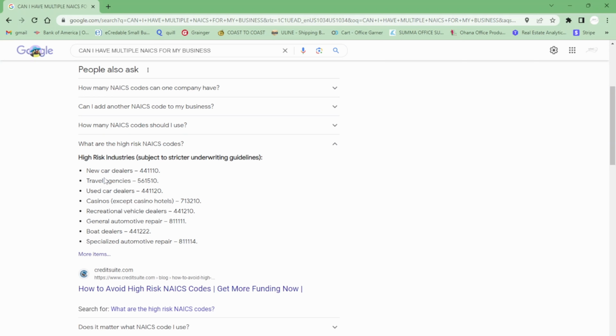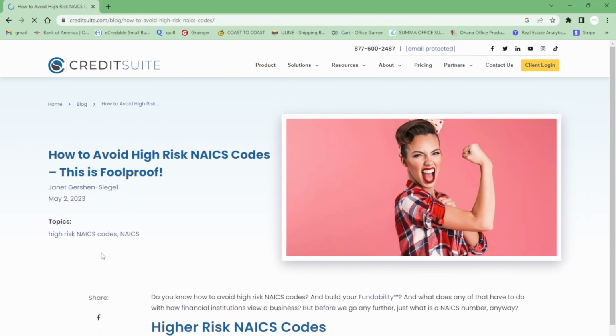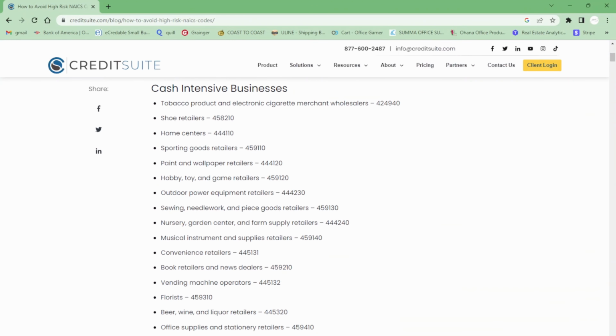Okay, so here are just a handful. It says new car dealerships, travel agencies, used car dealerships, casinos except casino hotels, recreational vehicle dealers, general automotive repair, boat dealers, specialized automotive repair. So right here is pretty much dealing with hospitality, which is like hotels, Airbnb, stuff like that. Then they're dealing with automotive industries. I'm curious, let's just click on and see more items just because I know there's more.